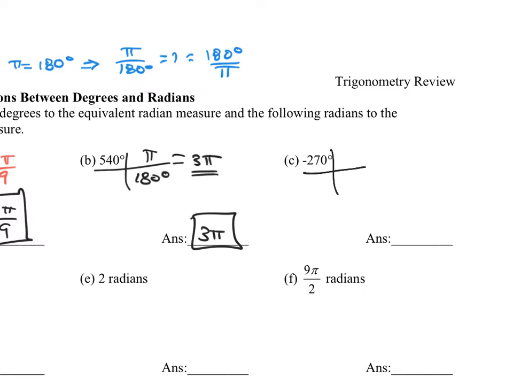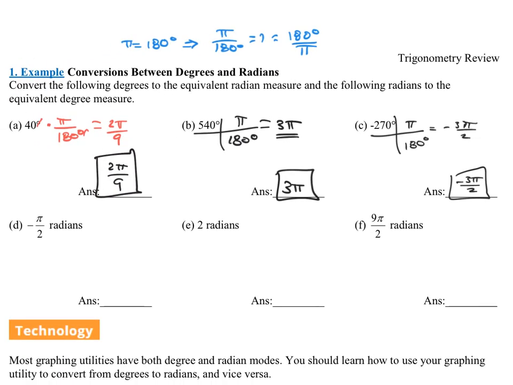So negative 270 degrees, how do I convert that? Well, I do 180 degrees in the bottom and pi on top because I want my degrees to cancel. So in my calculator, I'm going to do negative 270 times, again, I hit the n over d button. On top, I'm hitting pi. I hit the down arrow. Now I'm hitting 180. I hit enter, and I end up with negative 3 pi over 2. So negative 270 degrees is the exact same measure as negative 3 pi over 2.